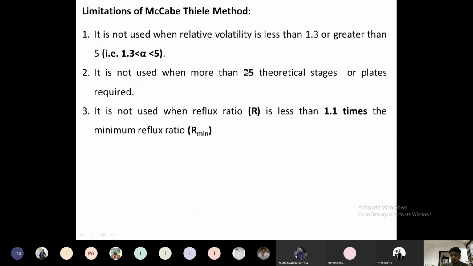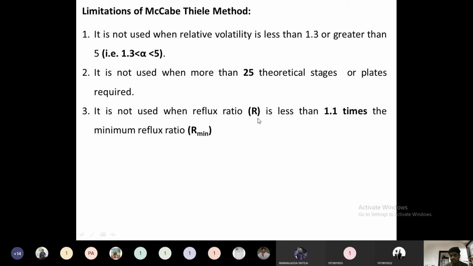If we want to calculate the number of plates when the particular column contains more than 25 stages, we have to go for more advanced methods. Then it is also not used when the reflux ratio R, where R is equal to L by D, is less than 1.1 times the minimum reflux ratio. Then what is the meaning of minimum reflux ratio?